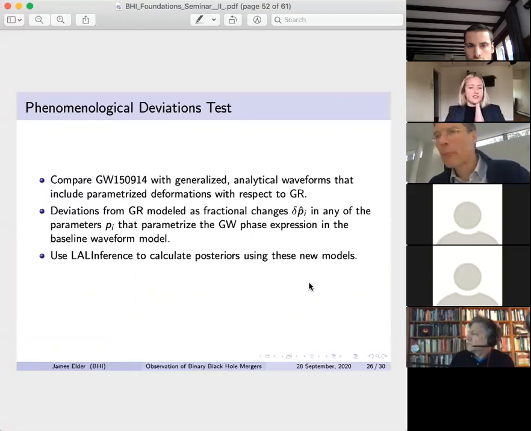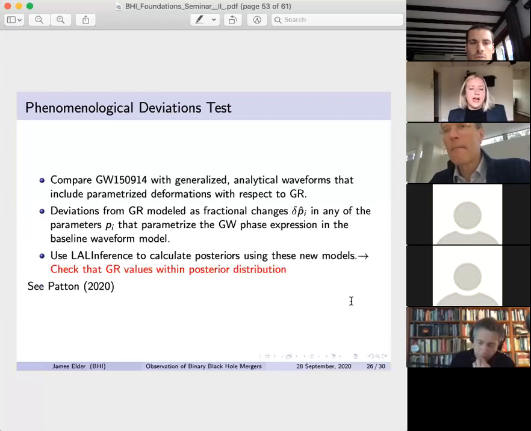The idea here is basically that you're generating a whole set of templates in which you're turning some knobs and changing some parameters, you're deforming things such that those templates are no longer GR models. You're expanding the space of possibilities. Then you re-perform your parameter estimation with that more generalized set of models, and basically just check whether the GR values are within the posterior distribution. And for more on this particular test, I highly recommend the work of Lydia Padden, published in 2020.